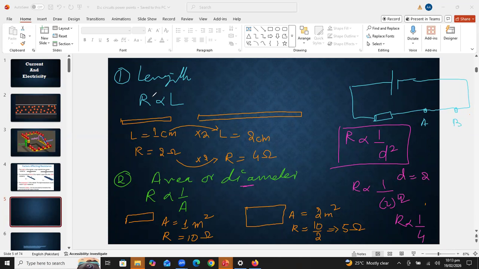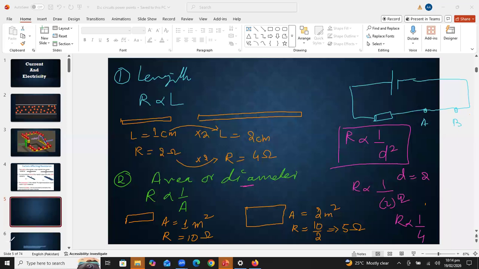Okay. And what about area? Area and resistance are inversely related with each other. If area is doubled, resistance will become half. And what is the relation between resistance and diameter square? Resistance and diameter square are inversely related. If the diameter is twice, resistance will decrease 4 times. Or if diameter is decreased, resistance will increase. So they are inversely related with each other.